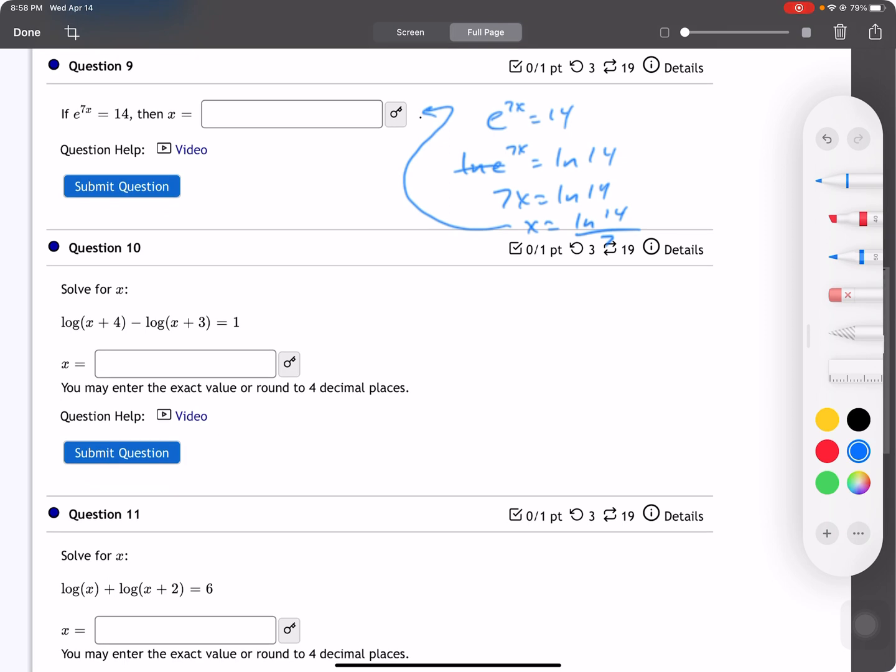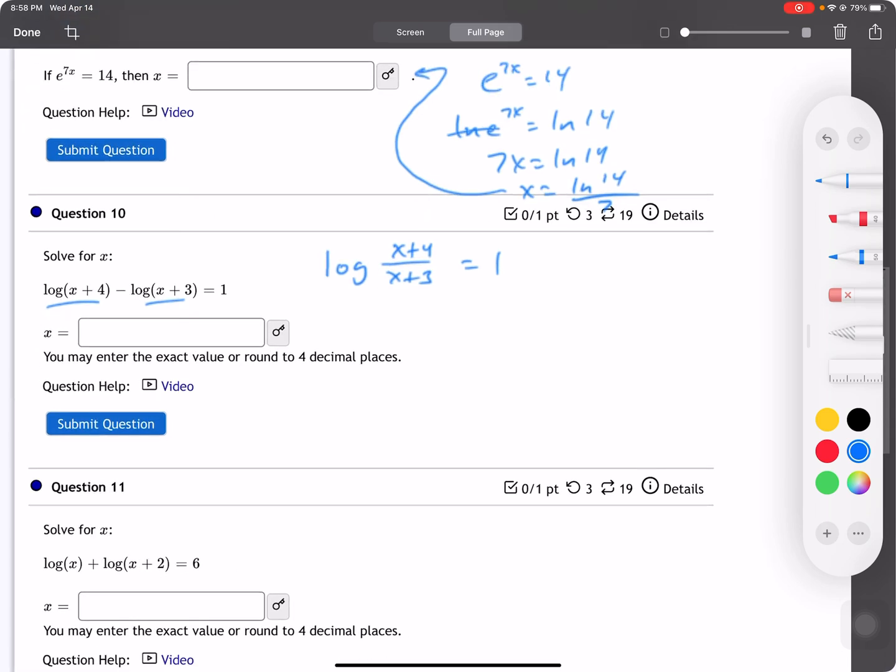Okay, the next problem. I see we have two logs, so the only way for us to solve it is if we bring those logs together. So we're going to say log of x plus 4 minus log of x plus 3. If I'm subtracting logs, I'm dividing inside: x plus 4 over x plus 3 is equal to 1. Now we can get rid of the log by, what's my base? What's the invisible base here? The invisible base is what is called a common log, so base 10 to both sides. So we have x plus 4 over x plus 3 is equal to 10 to the 1, which is just 10.